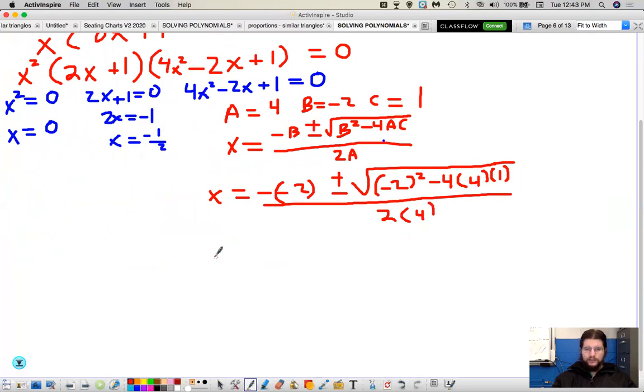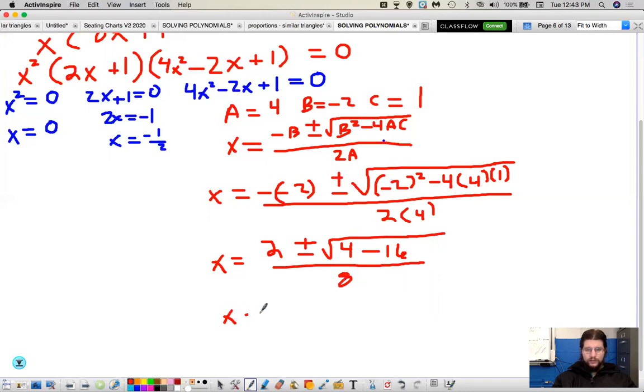All right, simplify this thing. Remember, it must be fully simplified. 2 plus or minus square root. That's going to be 4 minus 16 times 4 times 1 over 8. Let's go to the next line. 2 plus or minus square root of -12 over 8. So now I'm going to do some scratch work and simplify this radical.